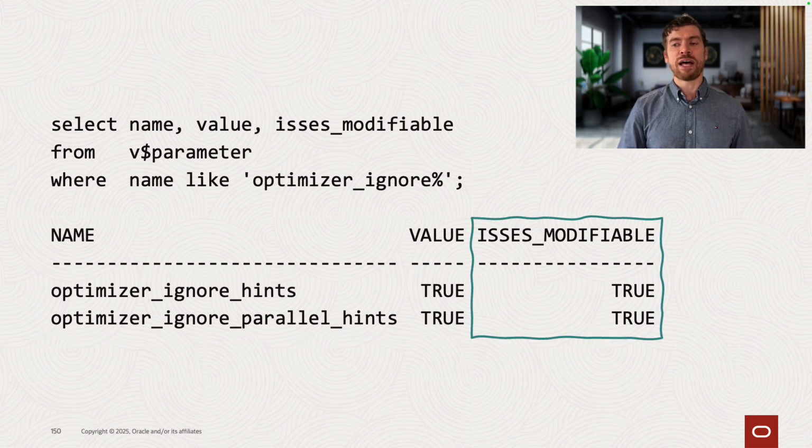However, you can note that those parameters are session modifiable. So if you want to use your hints on ADW, you need to do an alter session and modify them to false instead of true. And again, in ATP, those parameters default to false, meaning you can use your hints, including the parallel one.